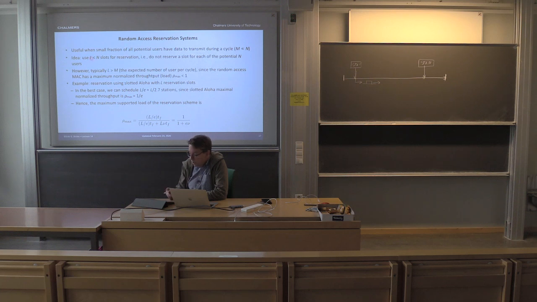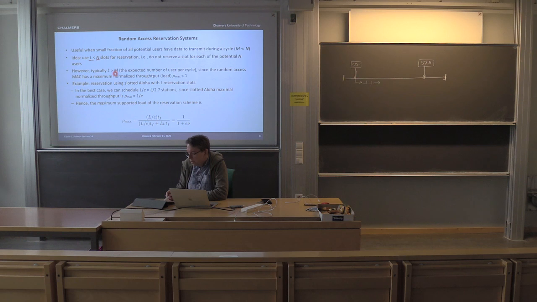So what we do then is we use L slots for our reservation, where L is less than n, typically much smaller than n. And therefore, it's not guaranteed that we have a slot for all the potential number of users. But we don't need that, because at any given point in time, only a small subset of all potential users are actually trying to use the channel. Okay. So L must be larger than m, otherwise things will have pretty poor performance.